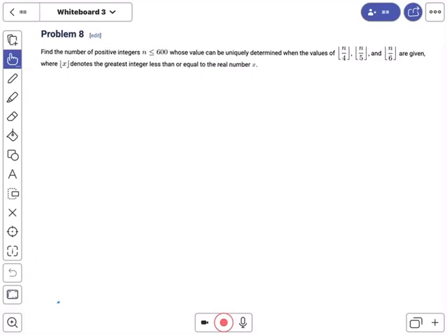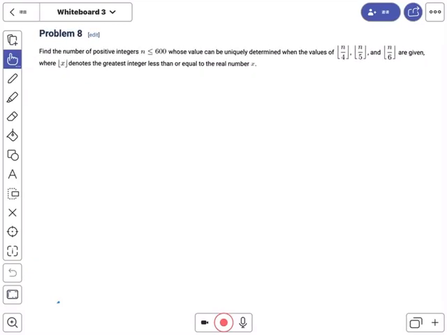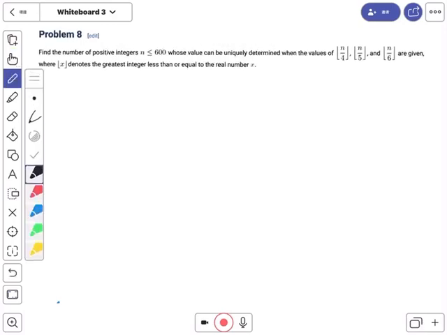So today we're going to be going over problem 8 on the 2022 AIME II. Find the number of positive integers n less than or equal to 600 whose value can be uniquely determined when the values of the floor of n over 4, the floor of n over 5, and the floor of n over 6 are given, where the floor of x denotes the greatest integer less than or equal to the real number x.